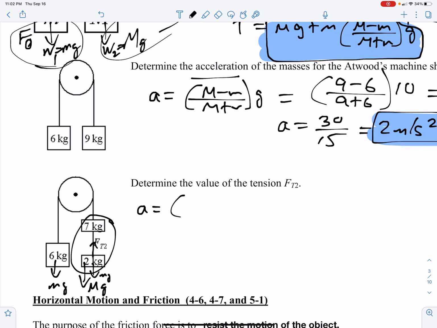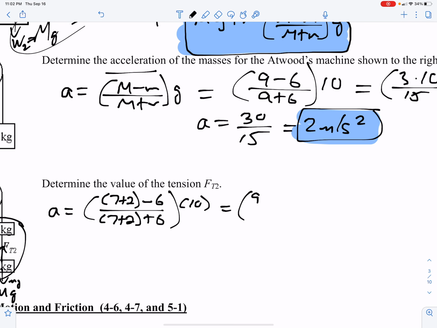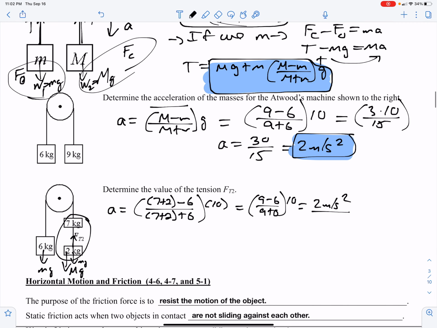The difference in the mass is the big M coming down on the right side would be 7 plus 2, minus 6 over 7 plus 2 plus 6, and then times 10. That would be, of course, 9 minus 6, 9 plus 6 times 10, or 2 meters per second squared, just like we had before. So we need that information from before.